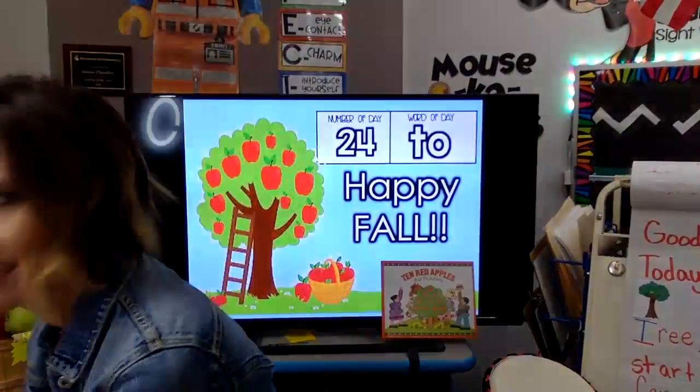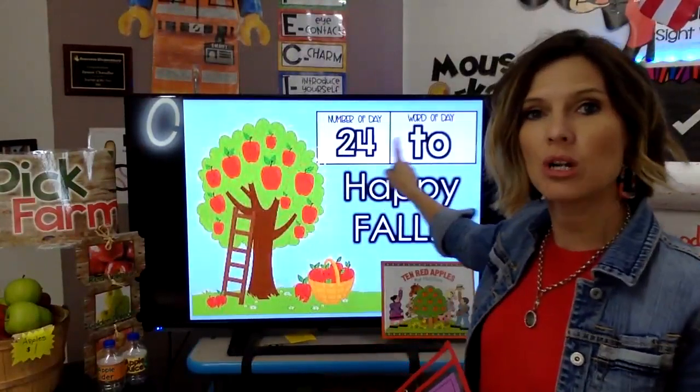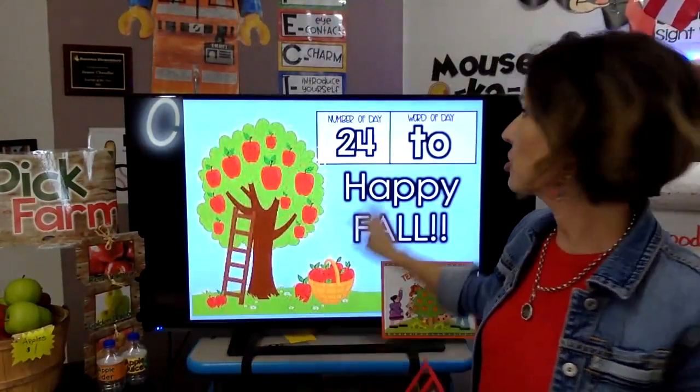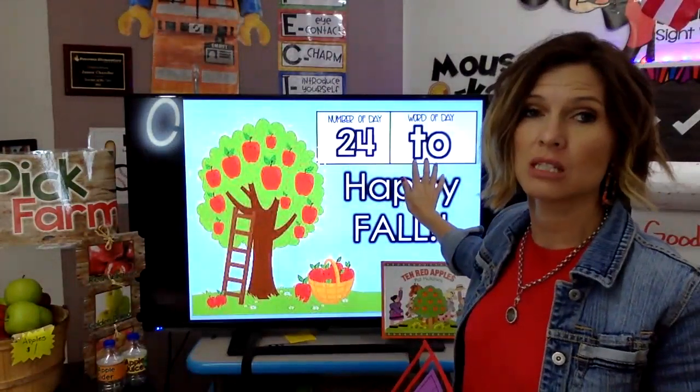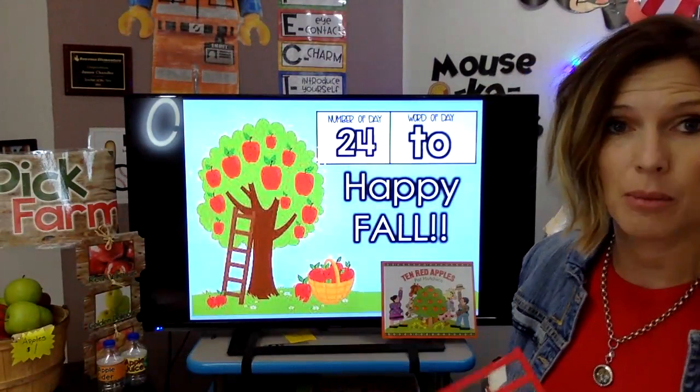Good morning. Today is Thursday. Here is your number of the day, number 24. The word of the day is "to." We are still working on our sight words. When I test you in small groups, these are the words I'm testing you on, so make sure you're learning them and practicing them at home.